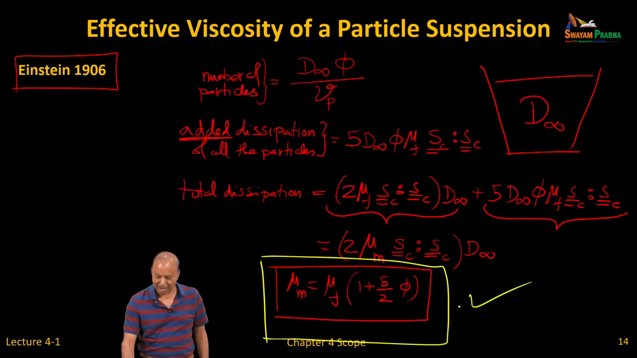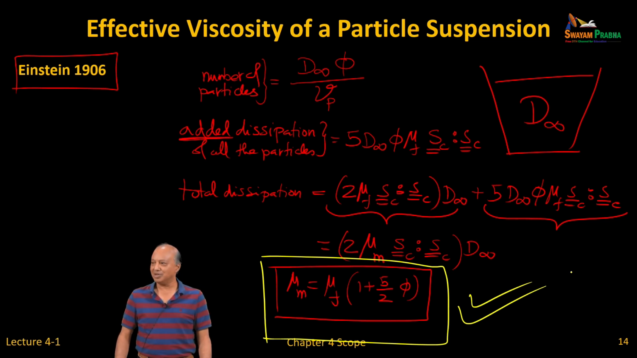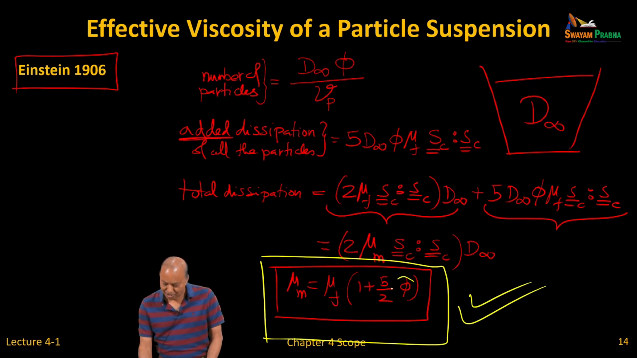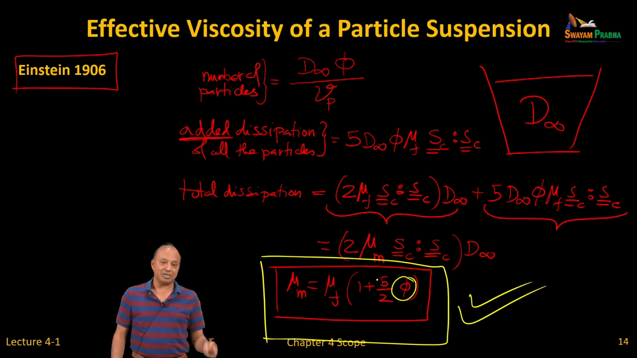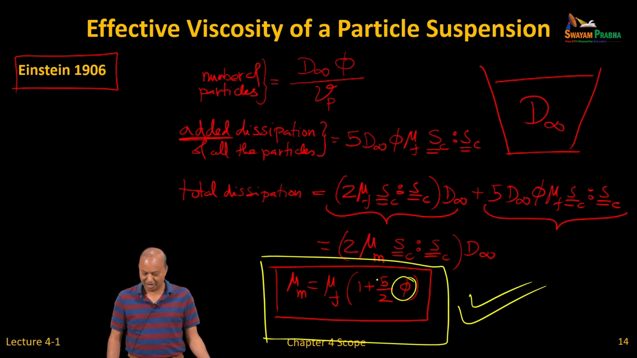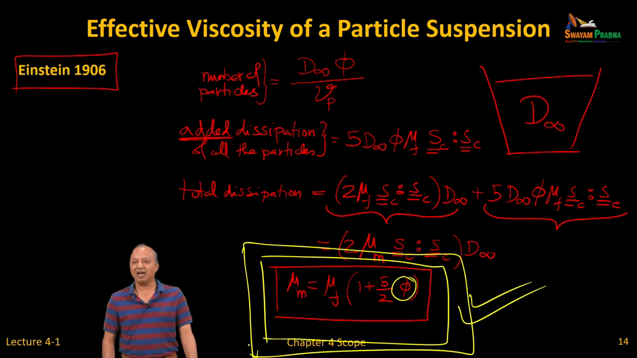This relation is by Einstein. When he was in his early 20s he wrote this. Okay. He derived this and he said that phi here is the volume fraction. So, he said if you have 1% volume fraction, phi is 0.01, and 5/2 is the coefficient that sits in front. So, this formula is not correct, it is only good for low values of phi.